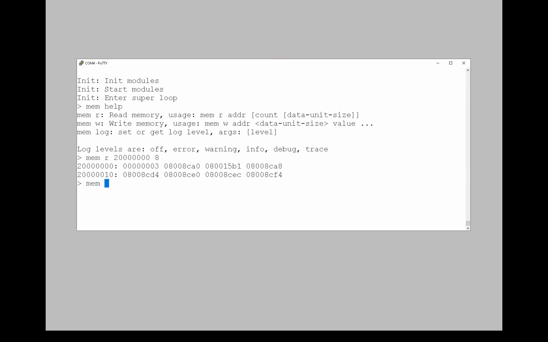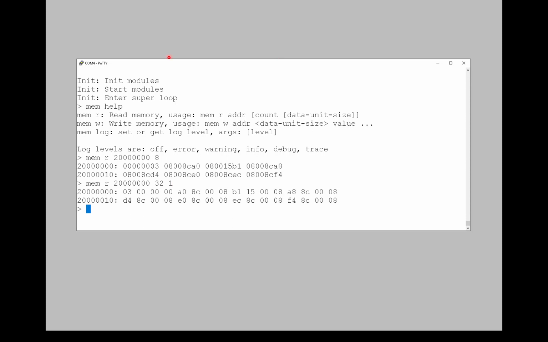Now I'm going to look at the same memory, 2000, 1, 2, 3, 4, but I'm going to look at it in terms of bytes. So 8 times 4, so there's 32 bytes, and we want to look at it with the data size being 1. And so there you have that.